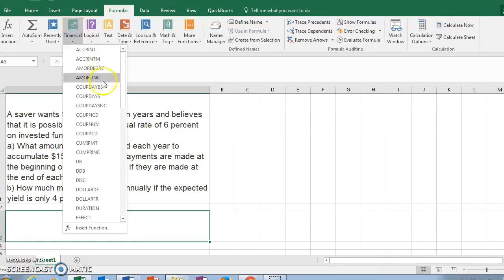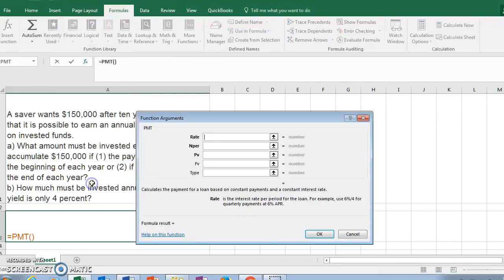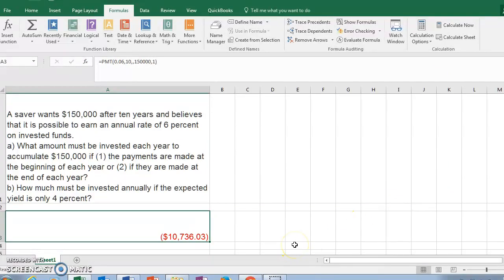So in the financial formulas, there is a pre-built payment formula. Insert my rate, 6%. Insert number of periods, 10 years. Present value is what I'm trying to find. The future value is $150,000. And I'm going to put a 1 in here because this is an annuity due where the payment's made at the beginning of the period. So when I do that and solve, 10,736.03 would be the answer for Part A1.